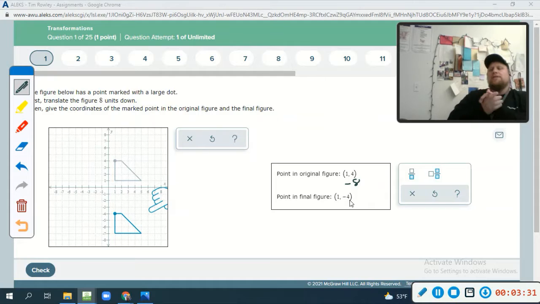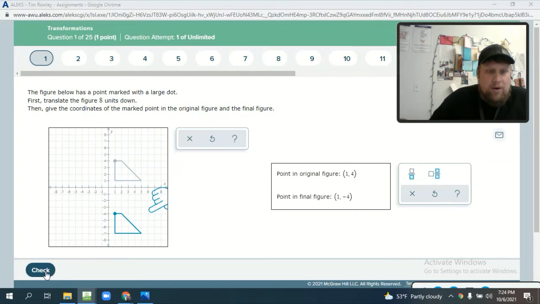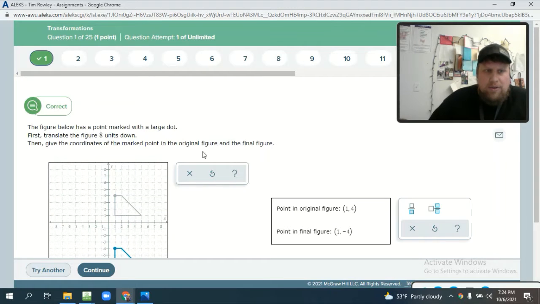So this is a translation. A translation is either a left-right, a horizontal move, or a vertical up and down move. You can even do combinations of them, which we're going to look at here in a second. But for now, this is a basic translation. And we can always check this. Oh, it didn't make the nice sound, but you know what it did do? It tells us we're correct.